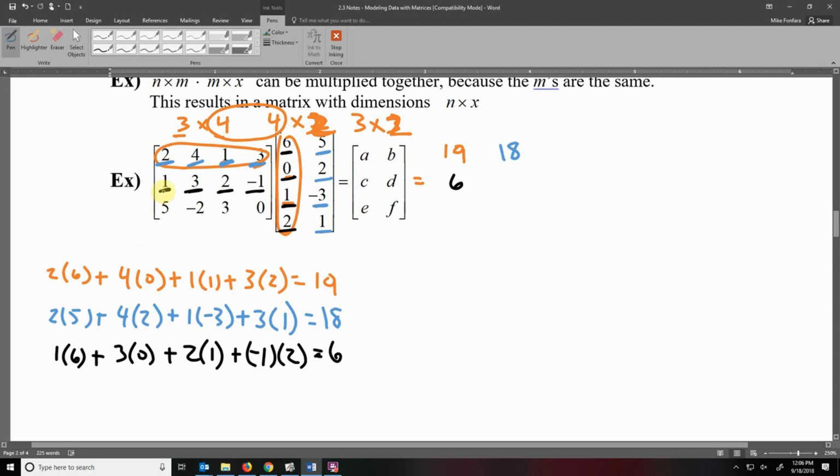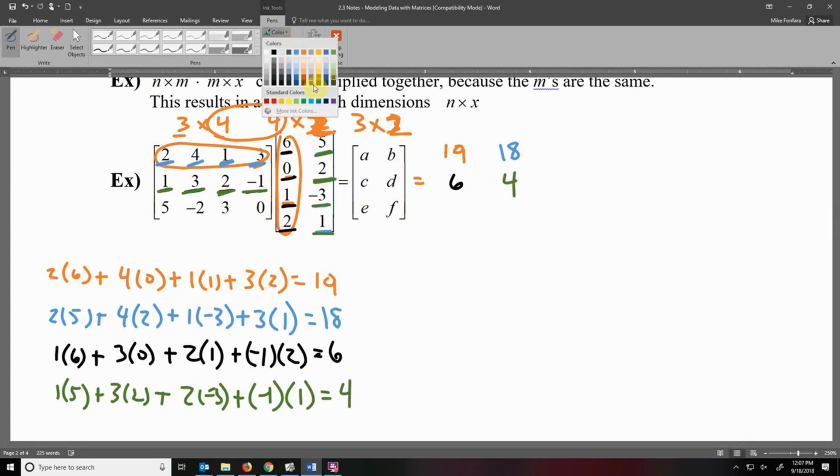Okay, now I need to do that same row by the next column, 1 times 5. 3 times 2. 2 times negative 3. And negative 1 times 1. So that gives me 5 plus 6 plus negative 6 plus negative 1, which is 4. So my element here, D, is 4.